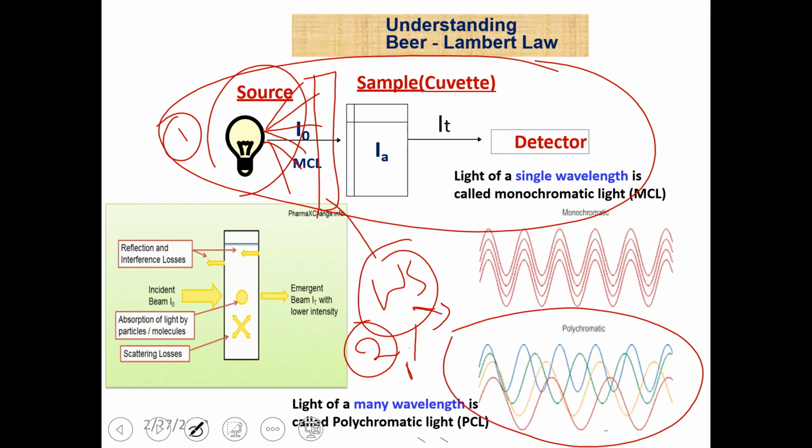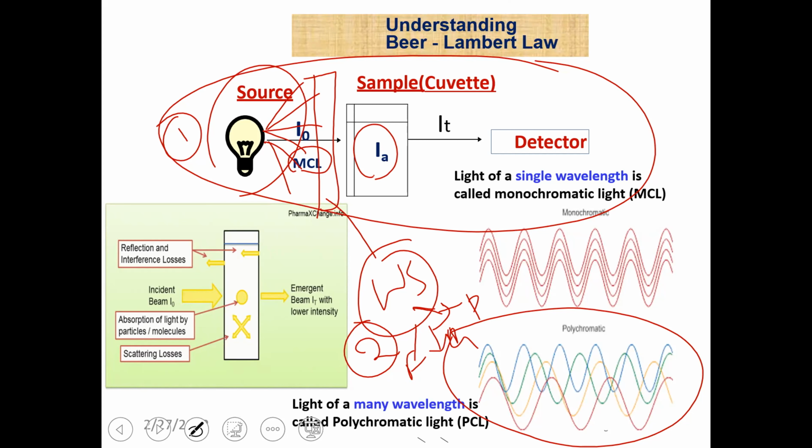You can either use filters, or gratings, or prisms. Any of these can be employed between a source and the sample holder in order to convert the polychromatic light into a monochromatic light. Once this monochromatic light passes to the sample holder, generally we name it as cuvettes. These cuvettes hold the sample of our interest.